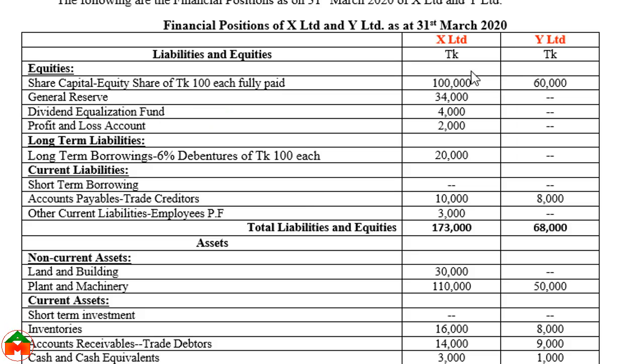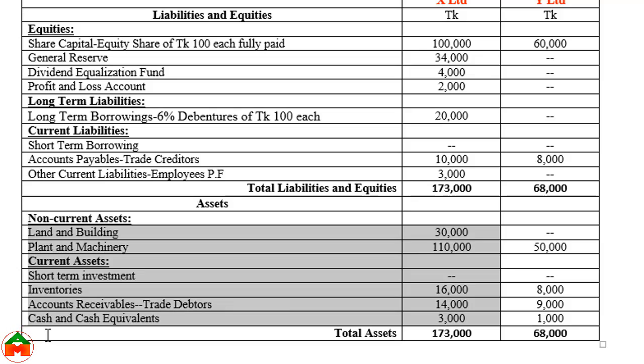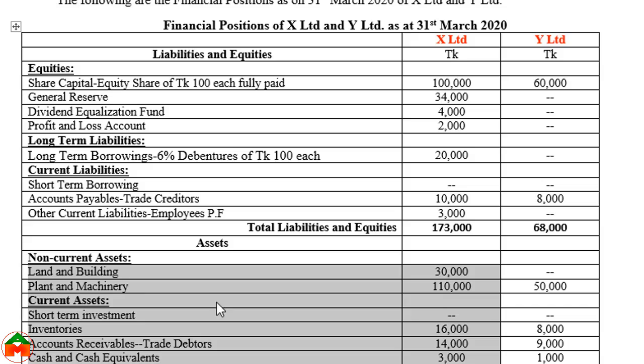This is the question we can see here. These are the items of X Limited, and from these items, these are the assets of X Limited. Here we can see land and building 30,000, plant and machinery 110,000, short-term investment, there is no short-term investment, inventories 16,000, accounts receivable 14,000, cash and cash equivalents 3,000. These are the assets of X Limited.